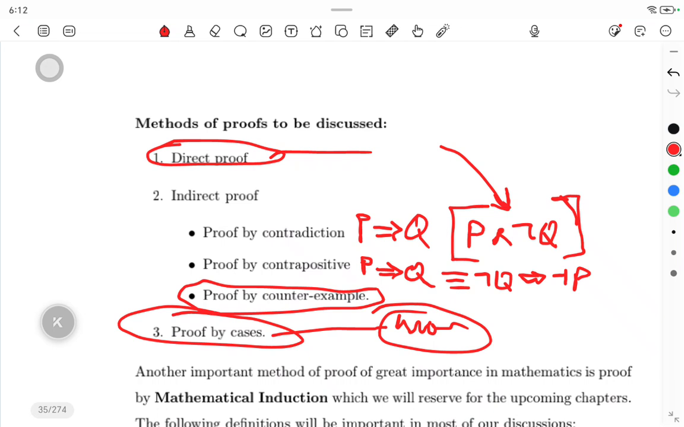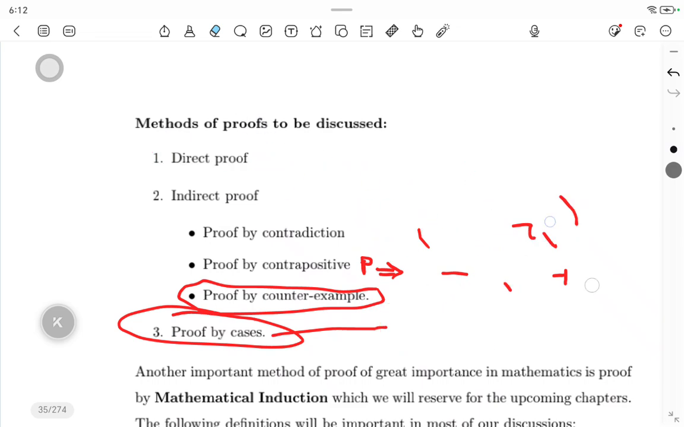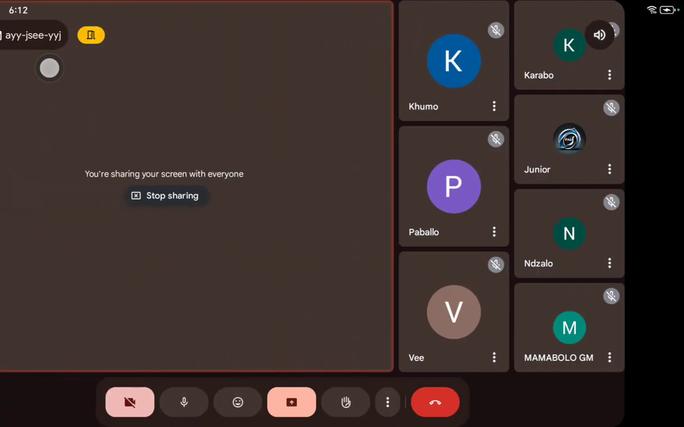So now when you come to counterexample, you'll see we're gonna be using some examples. Let's say if you are given P implies Q, you're going to let these be certain numbers and so on for you to disprove. But we'll see how we do that. It will depend on the examples that we're provided with.